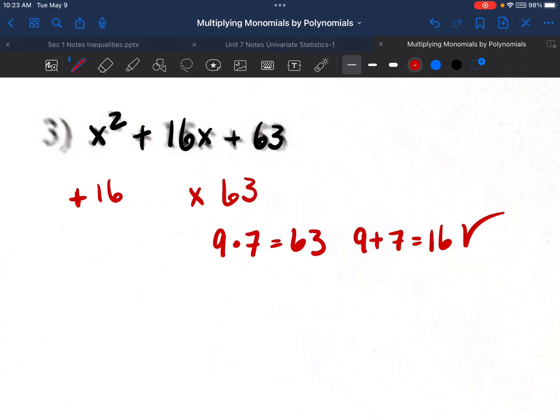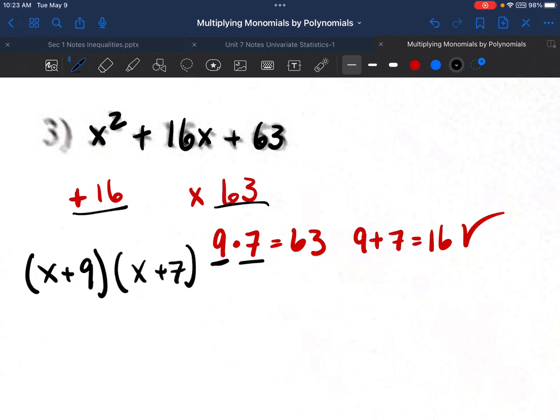We did great. So I found that 9 and 7 were the two numbers that worked for both of these clues. So they're going to be the two numbers in my answer. I'll have x plus 9, parenthesis, x plus 7. And that's all there is to it.